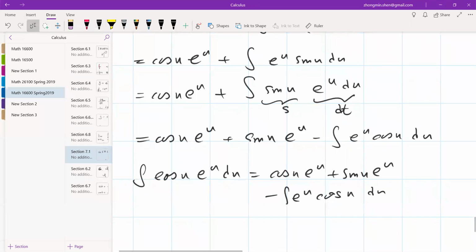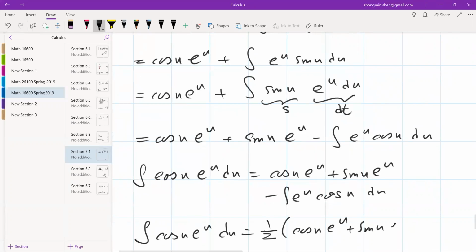Just different by sign. So you move it to the right hand side, and you get double of it. So the integral of cosine u e to the u du equals half of that, plus constant. Okay, that is the integral. If you don't know the formula at the very beginning, you have to derive it by yourself. All right. So now, oh, that's a very complicated problem, right?